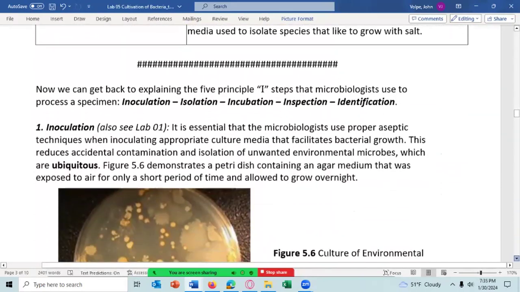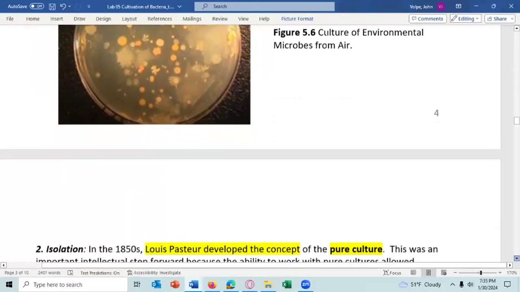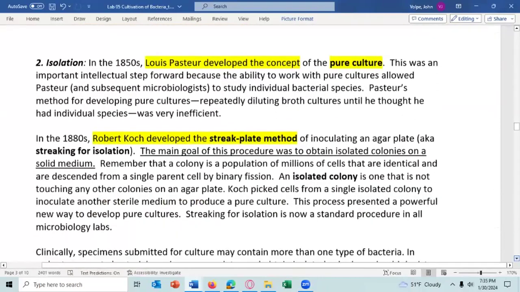Like I said, I've got it highlighted just to make sure I cover those areas. All right, inoculation is just putting the cells you want to grow on a plate or in a tube.